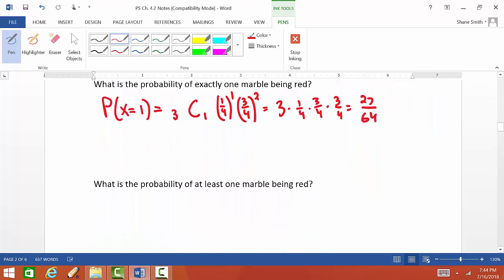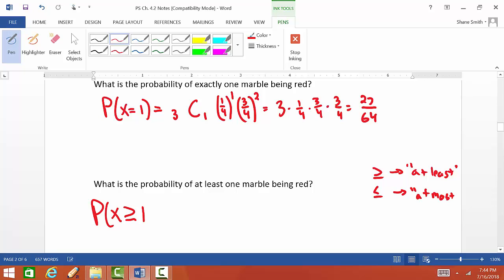What about at least one red marble? Well, to get the probability of at least one red marble, you can find the probability of one red marble, 2 red marbles, and 3 red marbles and add them all together. Or, if we want to find the probability of at least one red marble, remember that's greater than or equal to. People always get these confused. Remember, greater than or equal to is at least, and less than or equal to is at most.